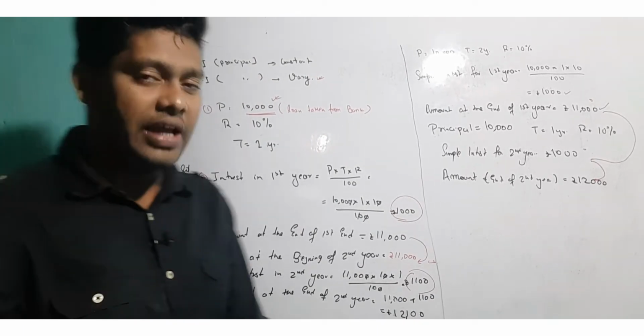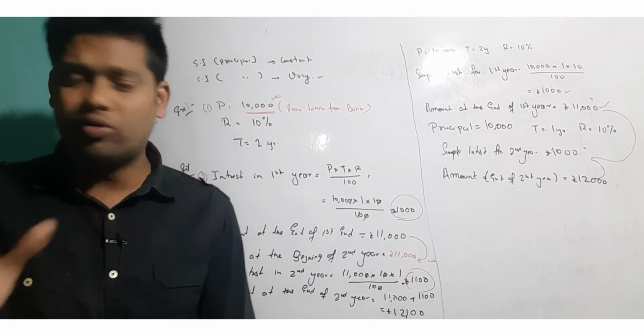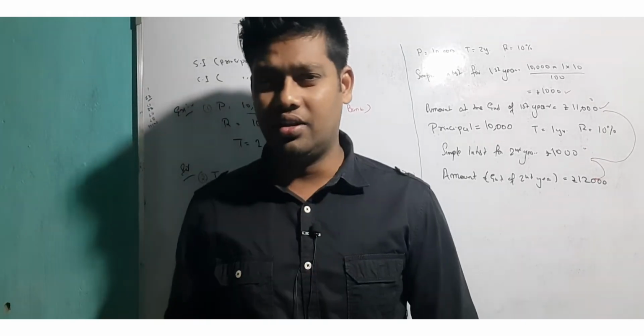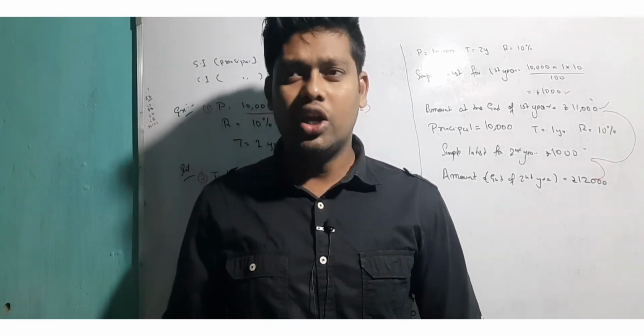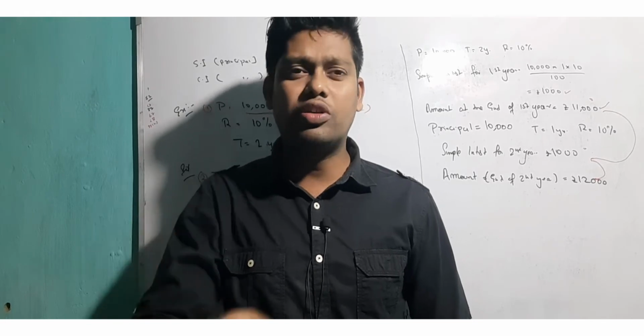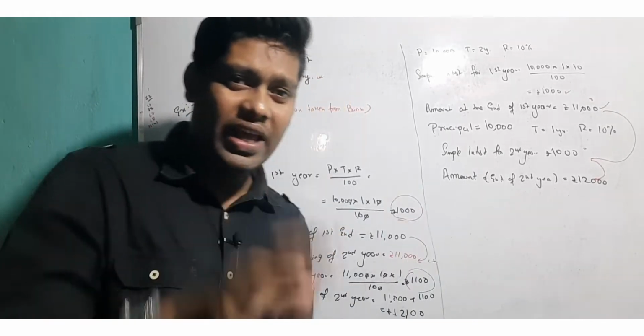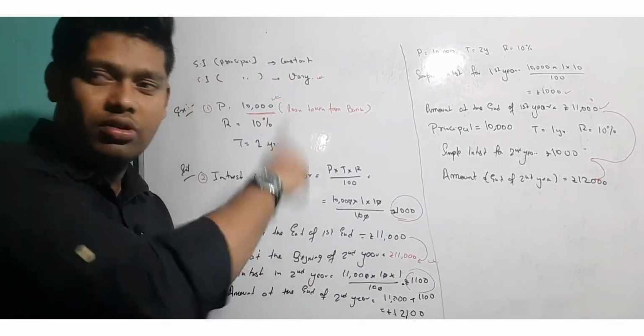For example, in your questions, it's just like an example. In a question, they will say Mr. A and Mr. B are there. Mr. A went to a bank to take a loan, and Mr. B also went to some other bank to take a loan. Mr. A has taken the loan in compound interest form, where Mr.